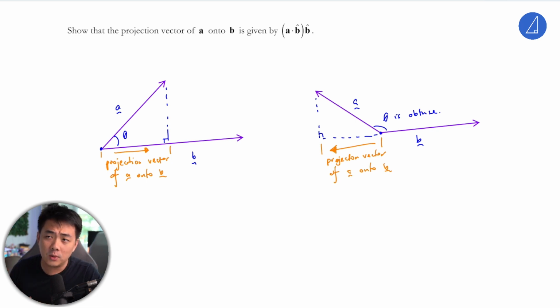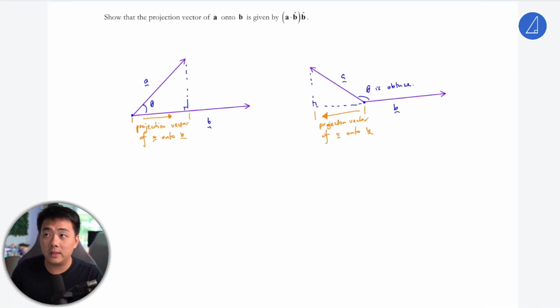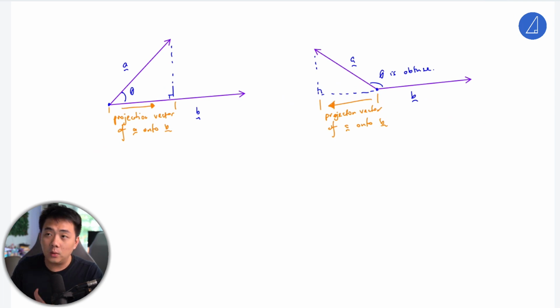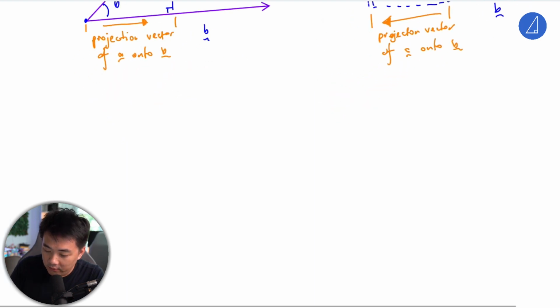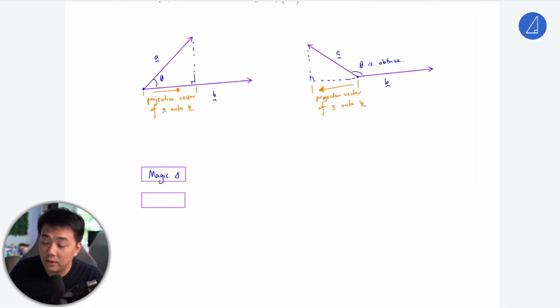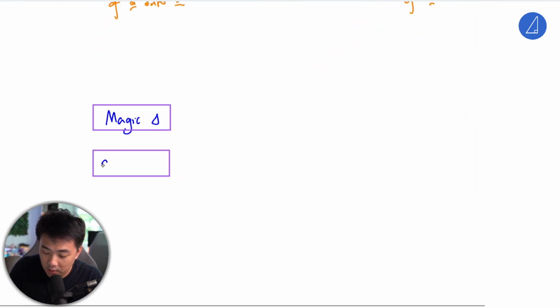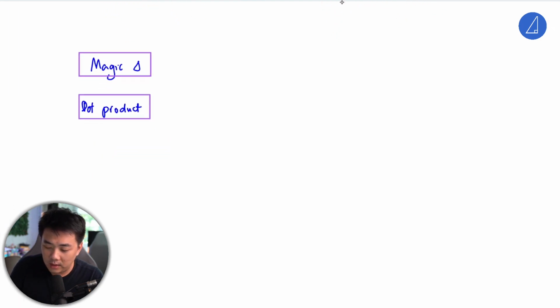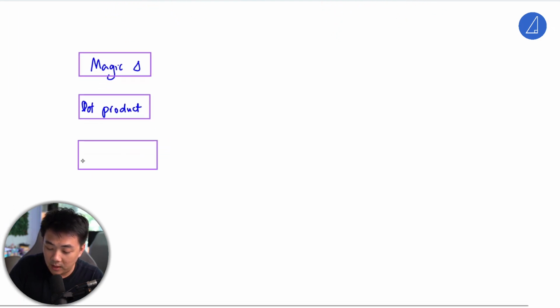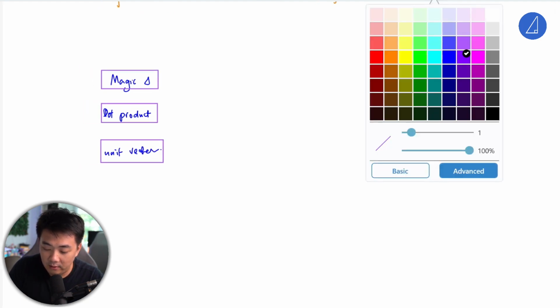To do this, we need a few concepts. Firstly, we need the length. In other words, we need to use the magic triangle, or rather the projection length of A onto B. We know that the length is just the magic triangle. Secondly, because the direction matters now, we need to know the dot product. Thirdly, and the most important one, is the application of a unit vector. These are the three main concepts we need in order to derive the formula.